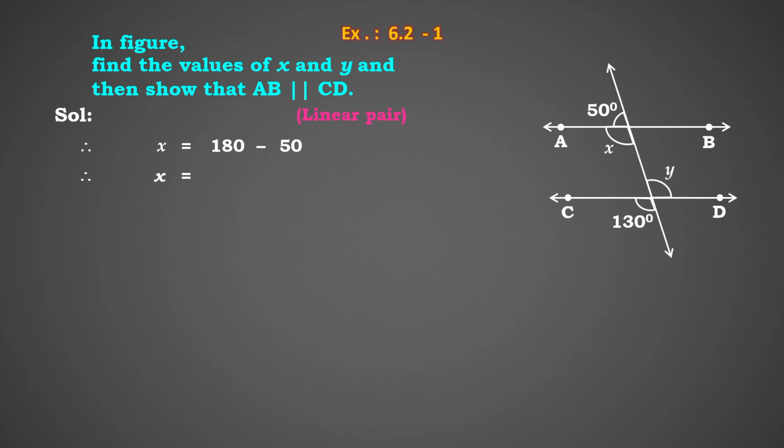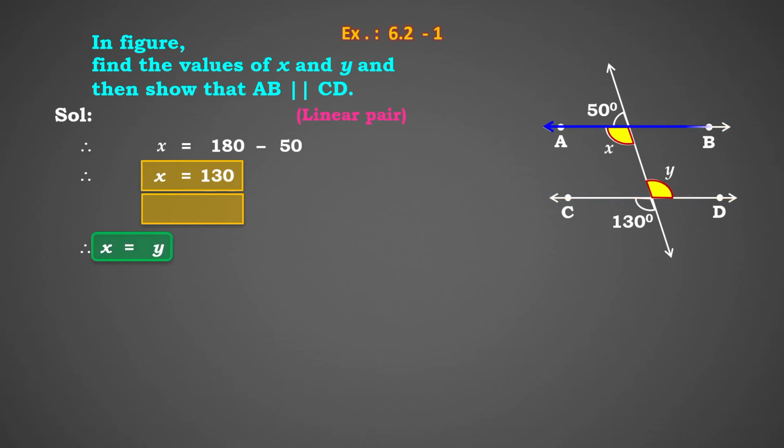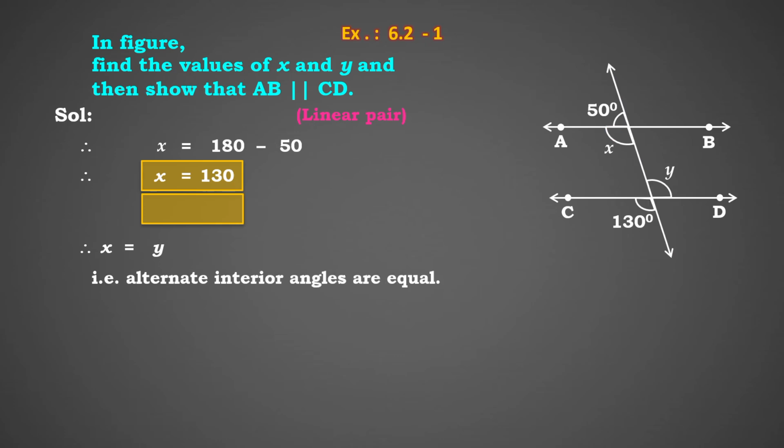X and 50 degrees make a linear pair. So x is equal to 180 minus 50, that is x equal to 130 degrees. Angle x and angle y are equal because alternate interior angles are equal. Therefore, AB is parallel to CD.